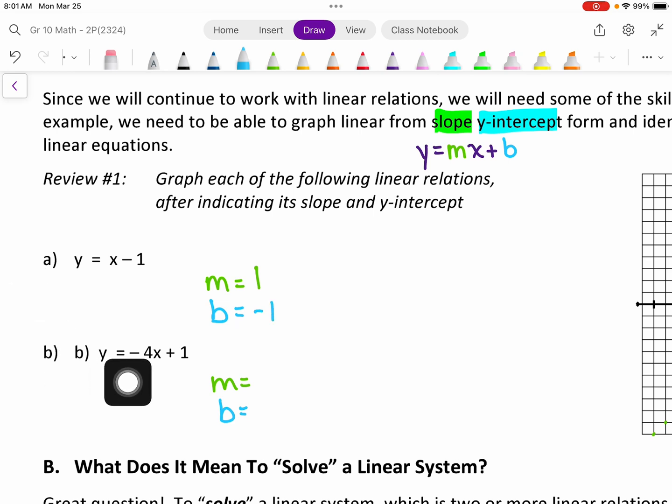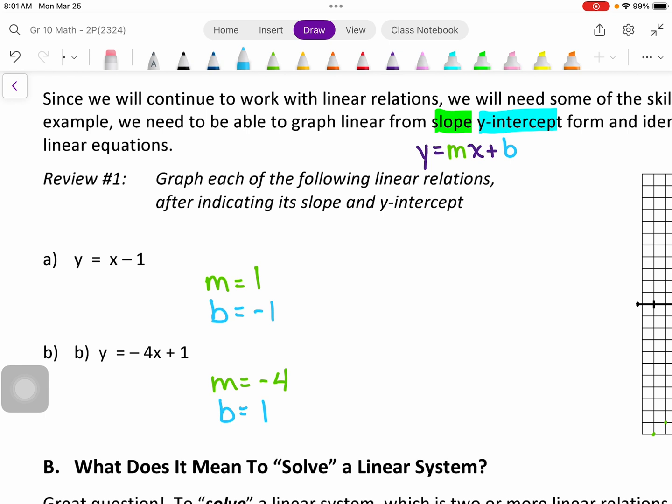In the next question, y equals negative 4x plus 1. Negative 4 is the number in front of x, so negative 4 is our slope, and the other number not being multiplied by x is a positive 1 or just 1, so that is our y-intercept.